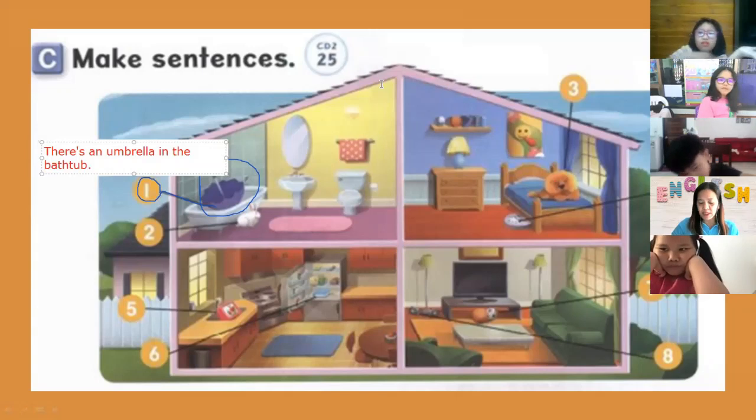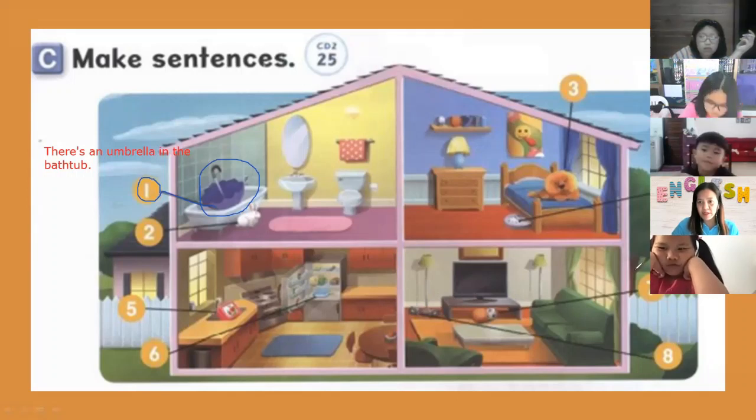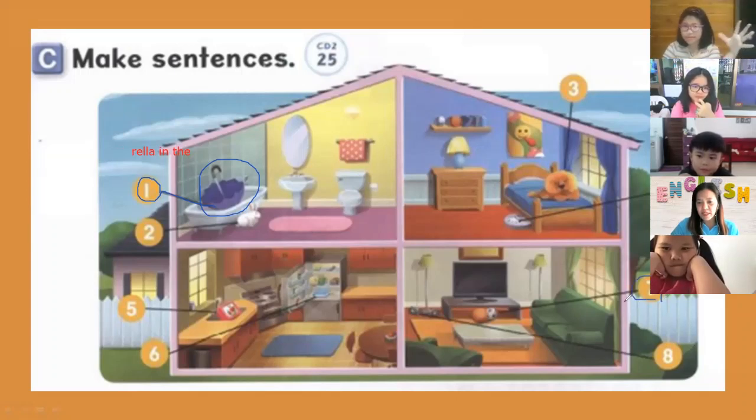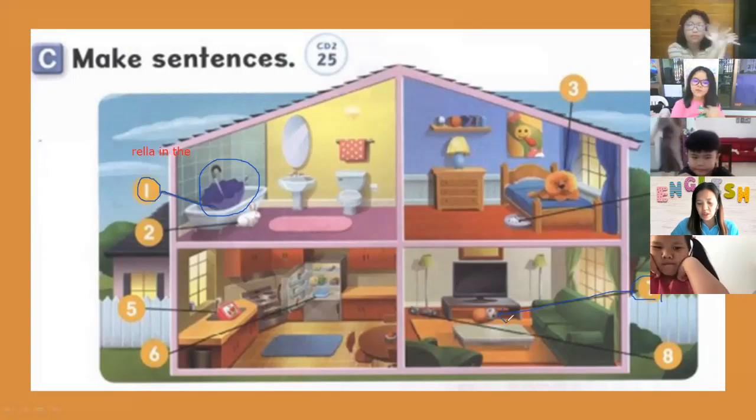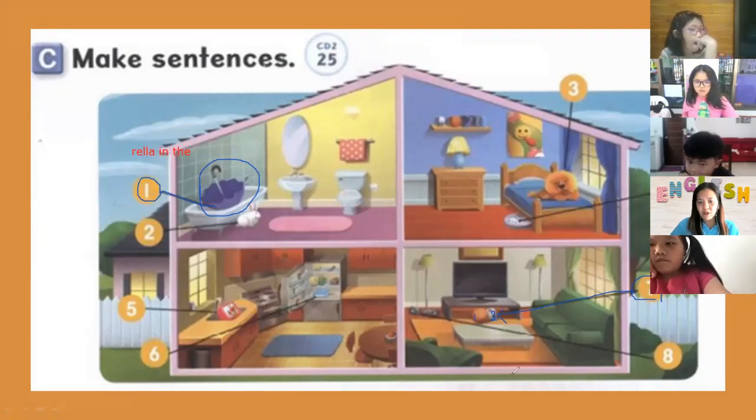Another example here. Look at number 7. What is this? Ball. How many balls can you see? One, two. Okay, more than one.